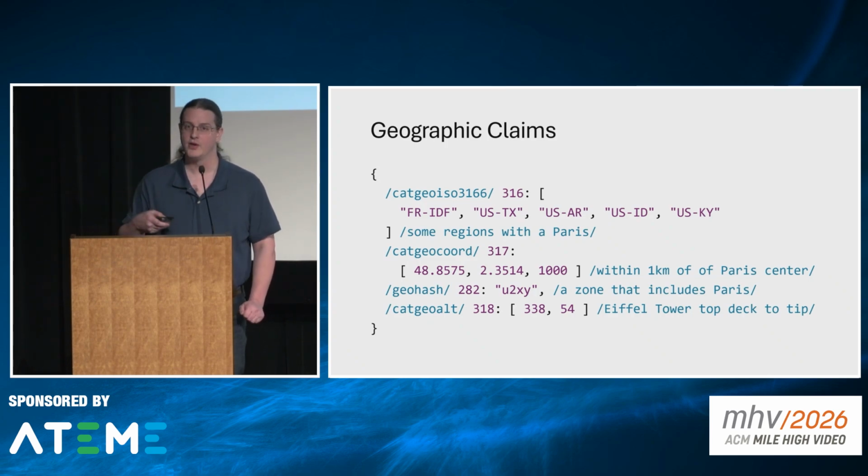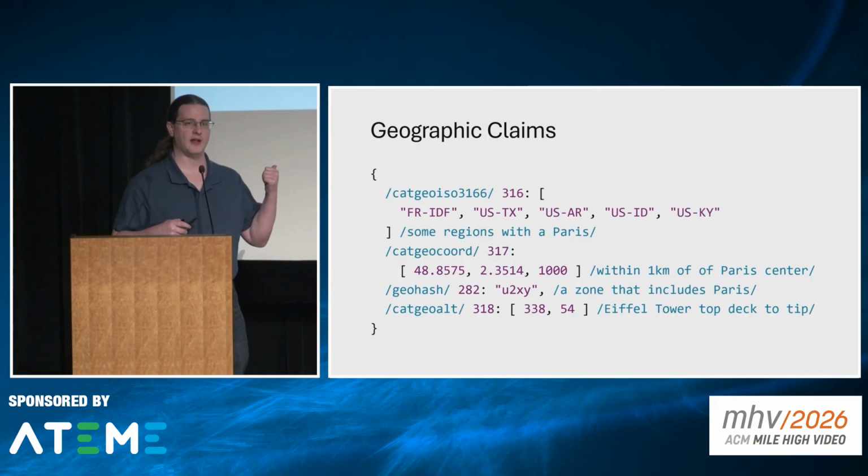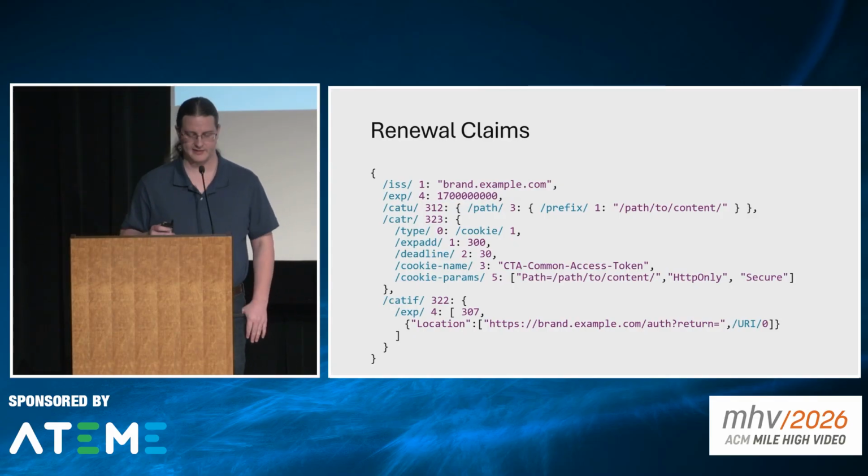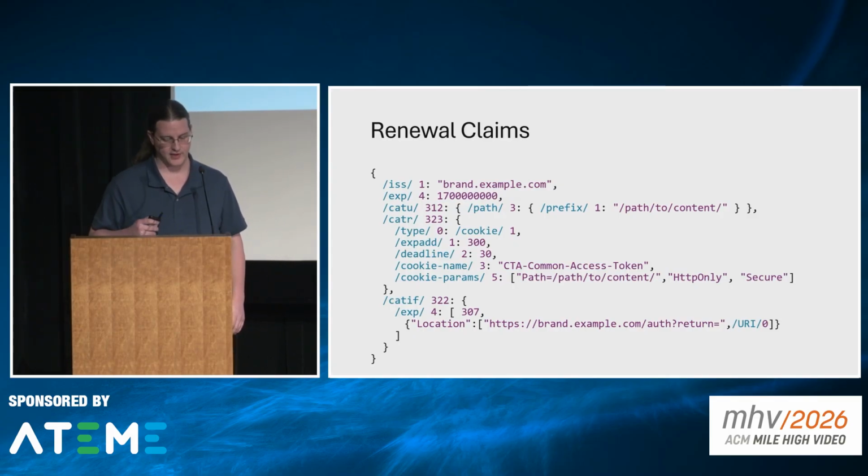If you use them, you may not need to encrypt the token. See the spec for details. GeoAlt, that's the altitude. Good luck with that. Finally, there are a couple of claims that are just special handling by the CDN. Both of these can be used to try to keep a token fresh.